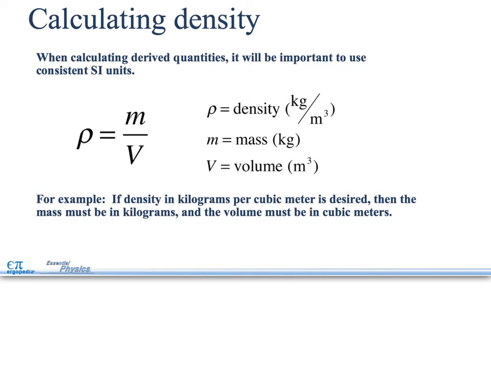When calculating derived quantities, it is important to use consistent SI units. Density, well, this is not really the symbol, but we'll talk about what that is in class more. Mass is in kilograms, volume is in meters cubed, so you get kilograms per meters cubed. If density in kilograms per cubic meter is desired, then the mass must be in kilograms and the volume must be in cubic meters.